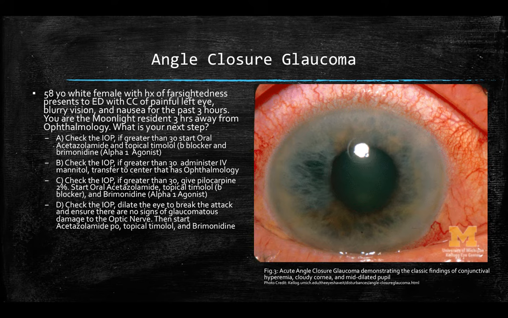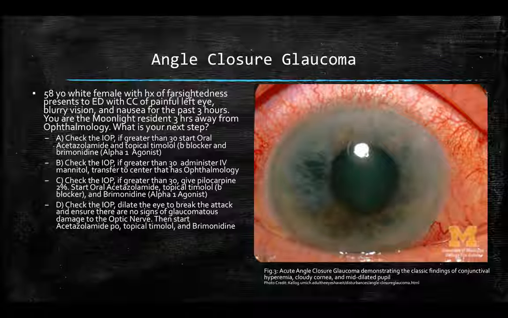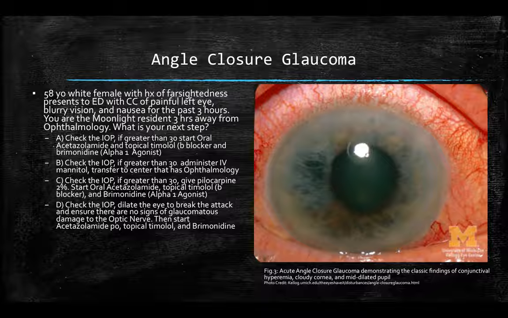A 58-year-old white female presents with a history of farsightedness to the emergency department with a chief complaint of a painful left eye, blurry vision, and nausea for the past 3 hours. In this situation, as the moonlighting resident, you're 3 hours away from ophthalmology. What do you think is your next step? So take a second to look over the answers. Go ahead and pause the video. You can come up with a selection.